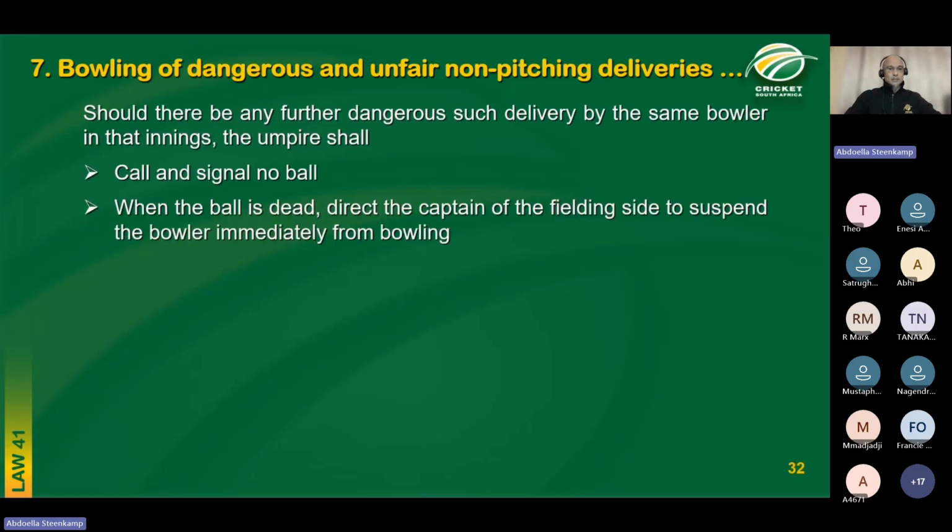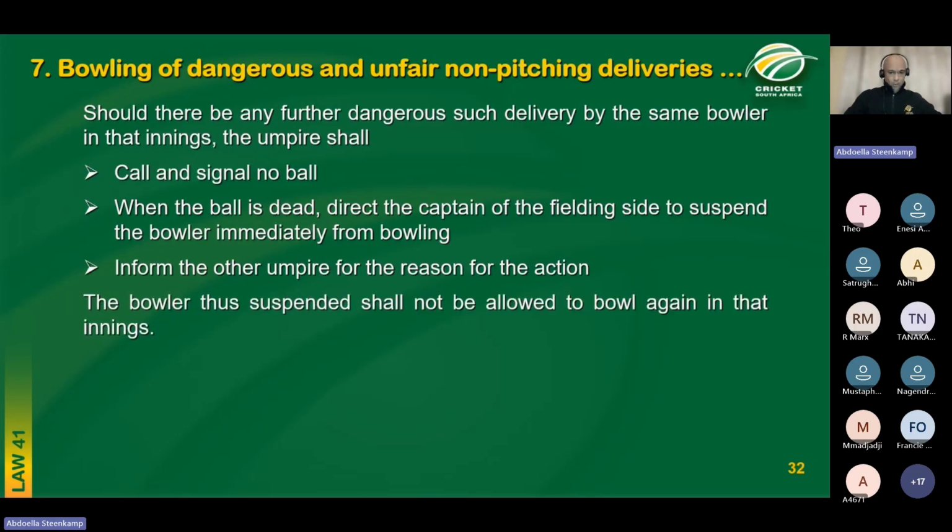So yes, you will call and signal no ball because the ball was above waist height, striker standing upright at the popping crease. But because this is now the second time that it's happening, you'll call the fielding captain and inform the captain that the bowler is to be suspended immediately from bowling. The bowler needs to be removed from the attack because this is now a second instance in the same innings of the bowler bowling a dangerous full toss above waist height, striker standing upright at the popping crease. You'll explain to the captain and bowler why that bowler is now suspended and not allowed to bowl again in this innings.